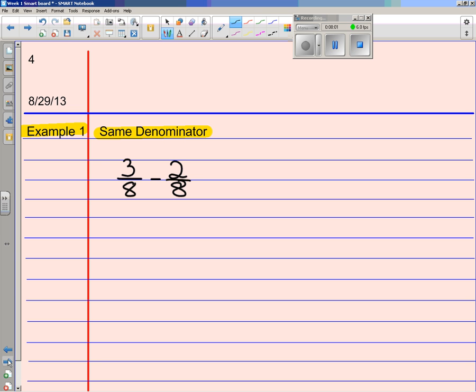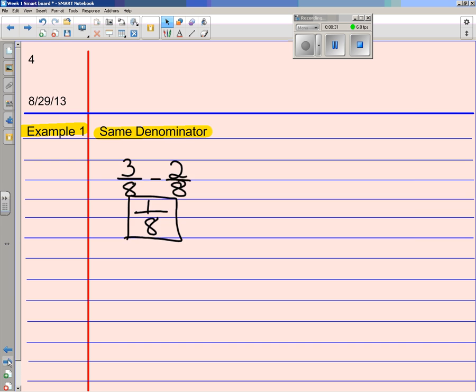Step 4 says subtract or add the numerators and keep the denominator the same. So if I look at my numerators, I have 3 minus 2. That's going to give me 1. And I have 8 on my denominator. Do not subtract the denominator. Keep the denominator exactly the same. So my answer here is just 1/8. That's it, guys. Don't make it more complicated than it is.